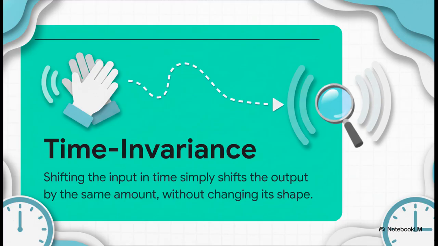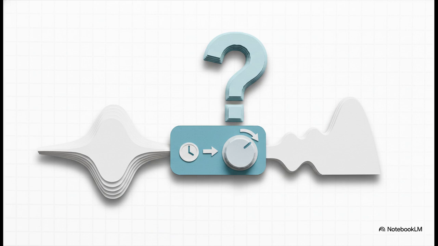Think about a perfect echo. If you clap your hands right now, you hear an echo. If you wait 5 seconds and clap again, you hear the exact same echo, just, 5 seconds later. The system itself, the room, didn't change. So let's test another system. How about one that multiplies the input signal by whatever the current time is? You can picture this like a volume knob that's just constantly, slowly turning itself up all day long.